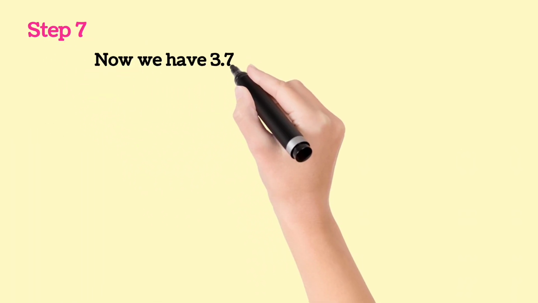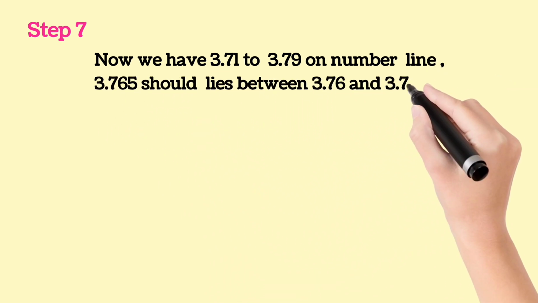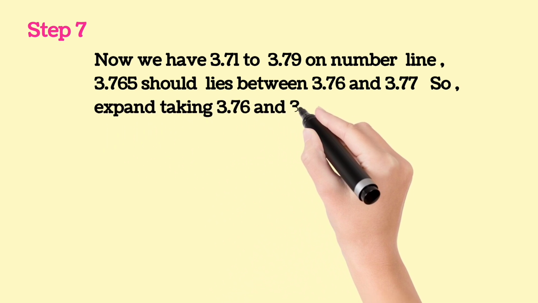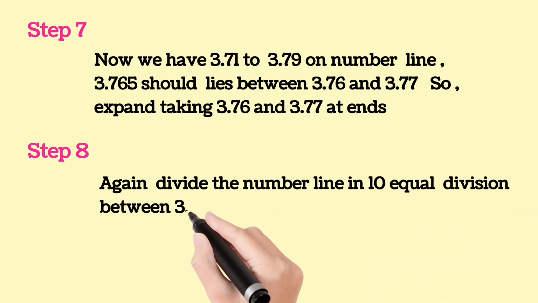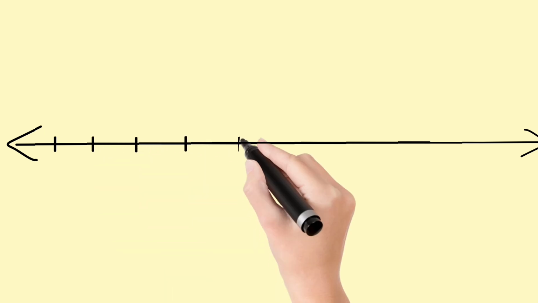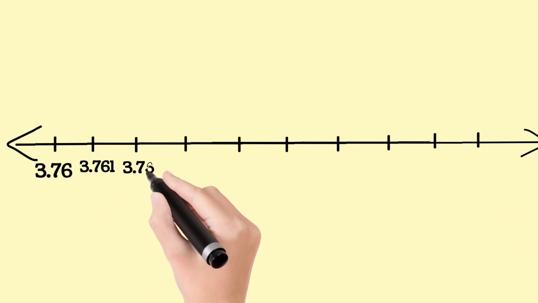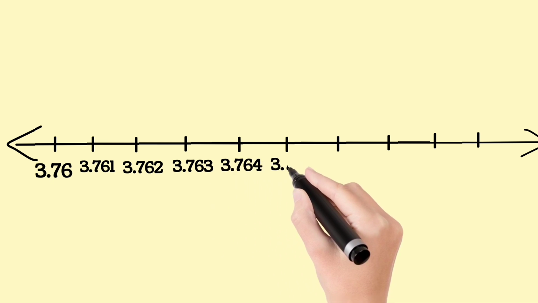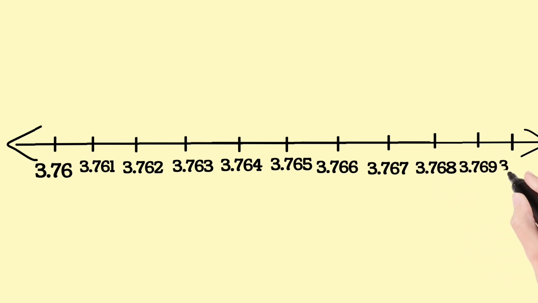Step 7: now we have 3.71 to 3.79 on the number line. 3.765 should lie between 3.76 and 3.77, so expand taking 3.76 and 3.77 at the ends. Step 8: again divide the number line in 10 equal divisions between 3.76 and 3.77 and label it with a definite scale of 0.001. Now draw a number line with an arrow at both ends and divide this number line in 10 equal divisions with a scale of 0.001 and then mark it with 3.76, 3.761, 3.762, 3.763, 3.764, 3.765, 3.766, 3.767, 3.768, 3.769 and then 3.77.